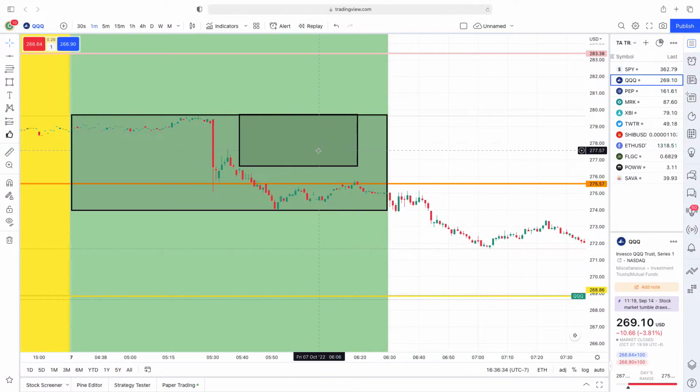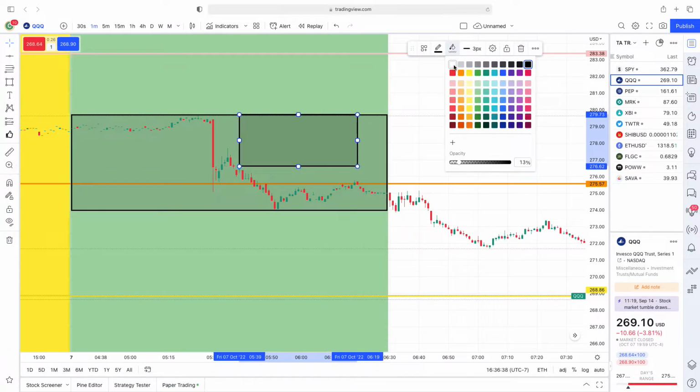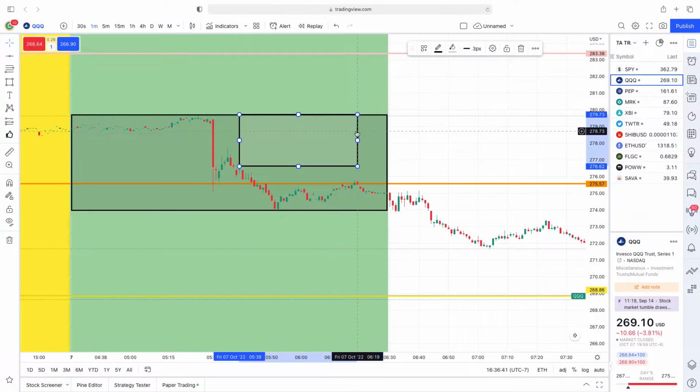Or actually, you know what? Let me fill it in first. I'm going to make it white. That's the color I make it. And I'm going to leave the border of it black so that you can see it, because it kind of disappears when you get into the day.